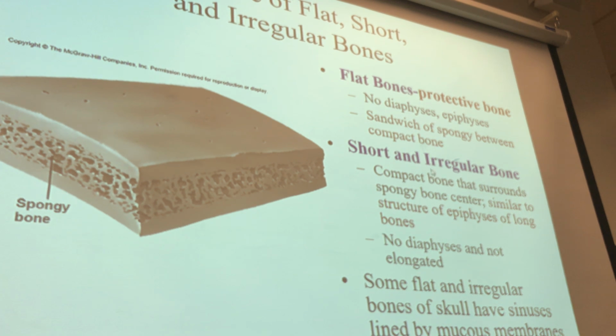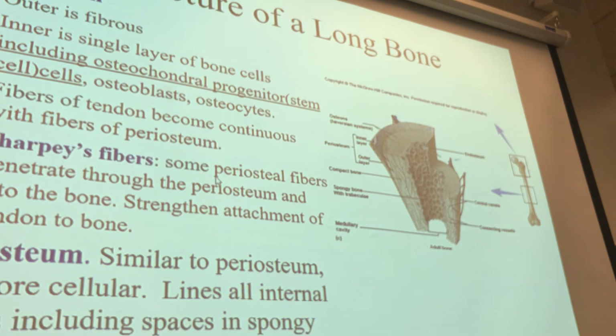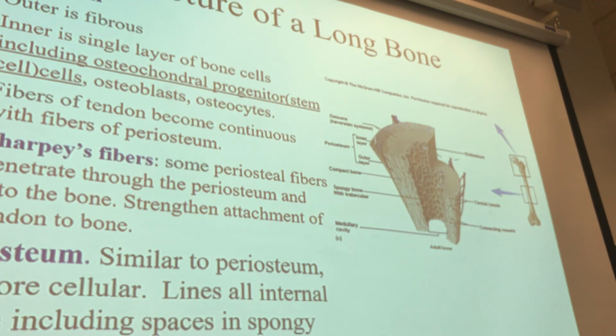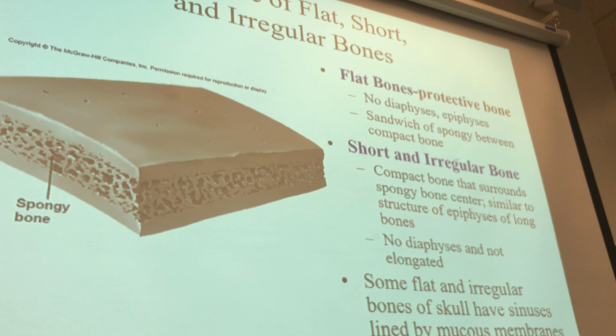Short and irregular bones have compact bone on the outside that surrounds the spongy center, similar to the epiphysis of the long bones. Again, the irregular ones are these right here. So you have compact bone on the outside, spongy deep inside. Again, always lightening but protecting the brain.